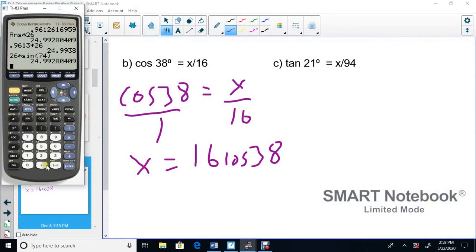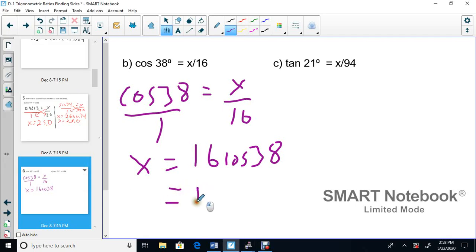This one here works really well on this calculator. 16 times cosine of 38. Close the bracket. 12.61. Round to one decimal, 12.6. Now we'll go to this one. We're going to do this one differently. We'll go to the other calculator here. We've got to figure it out right away.